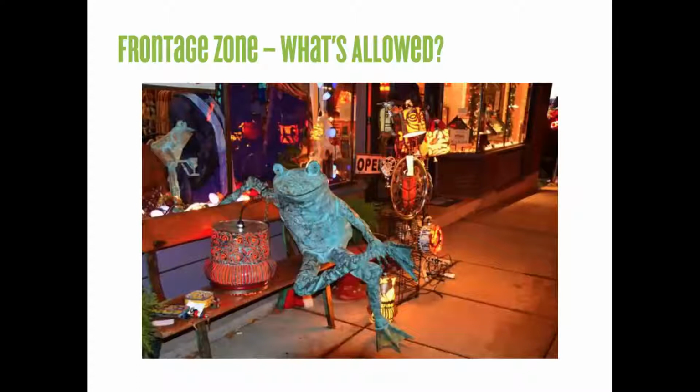It's an example from Multnomah Village. You might recognize it. This is a great use of the frontage zone. They've got some product on display. They've got a bench, but also this cool sculpture that has really become kind of an eye-catching piece for the area.